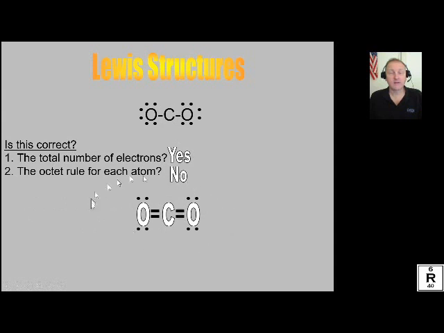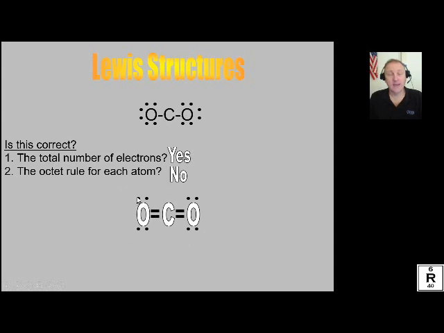Here's another representation of carbon dioxide. Let's see if this one's correct. Did we use 16? 1, 2, 3, 4, 5, 6, 7, 8, 9, 10, 11, 12, 13, 14, 15, 16. By the way, these are called double bonds, and we can also have triple bonds. So we did use all 16.